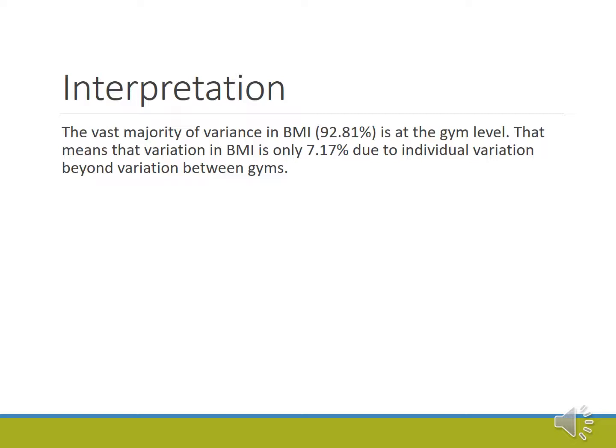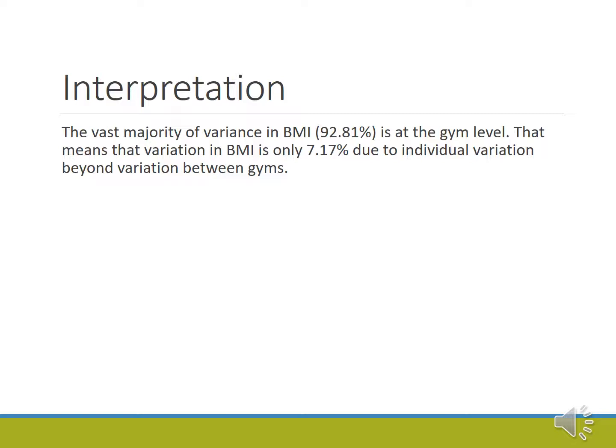So how do you interpret this? So in this case, with a 92.81%, we could say the vast majority of variance in BMI is at the gym level. That means the variation in BMI is only 7.17% due to individual variation beyond variation between gyms.